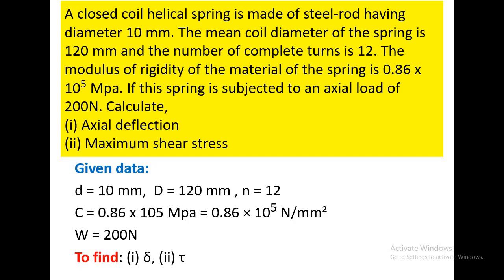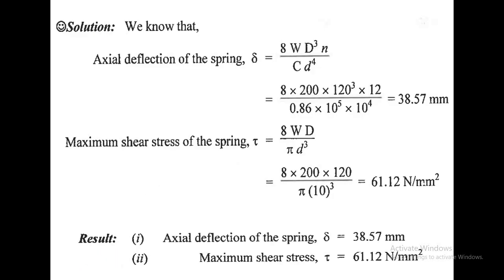As usual, do the unit conversions and use the formula delta equals 8 W D cube n divided by C d power 4. Substitute the values and find the deflection as 38.57 mm. And coming to the second equation, shear stress of the spring, tau equals 8WD divided by pi d cube. Substitute the values and get 61.12 Newton per millimeter squared.